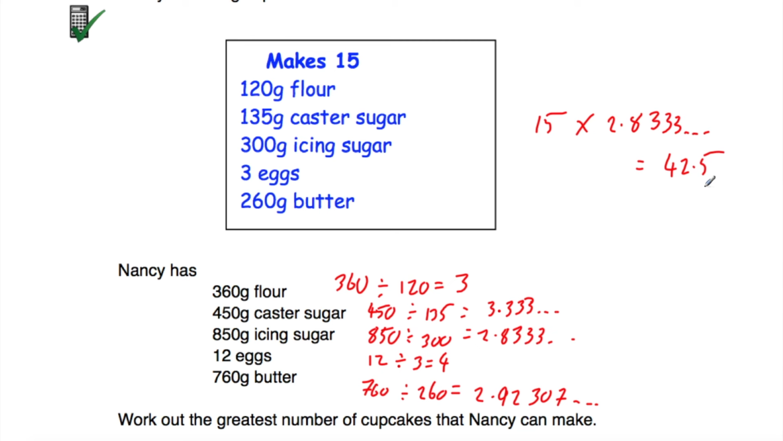Now actually she's not going to make 42.5 cupcakes, well she might, but the question says what's the greatest number of cupcakes that she can make. That's complete cupcakes, so that would be 42. She can make 42 cupcakes.